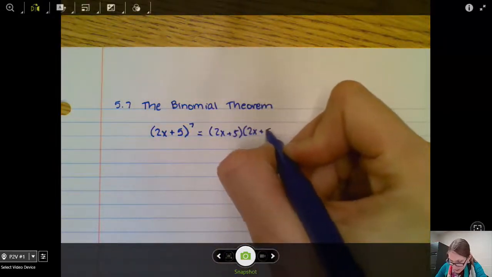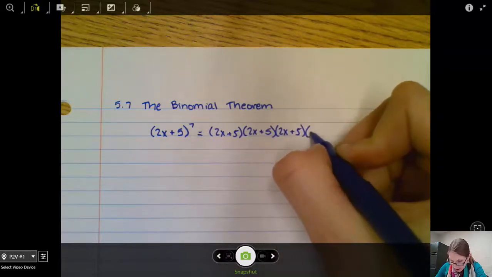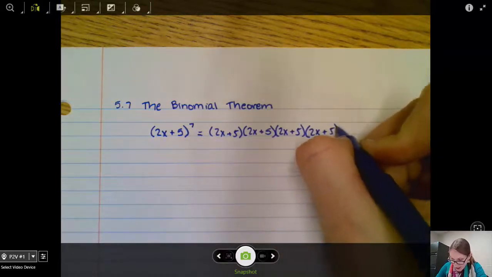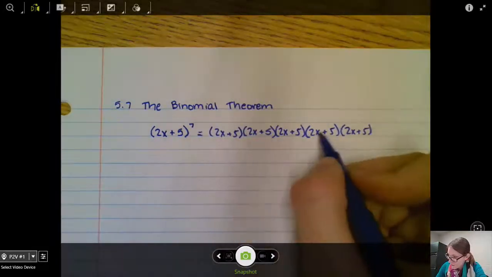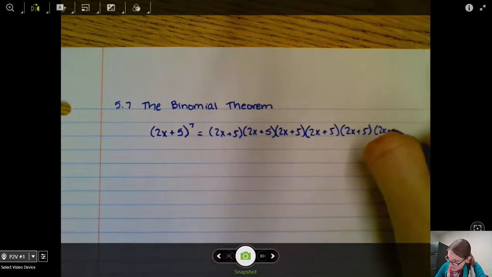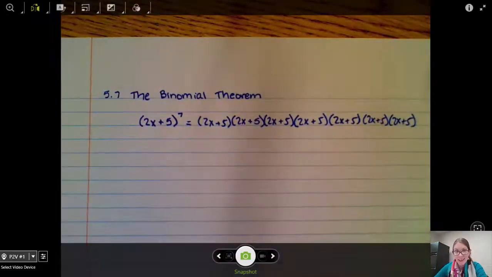If you had to expand this, that would be pretty terrible, because you would have a lot of FOILing to do. Again, that looks pretty awful. I don't really want to do that. I don't think you do either. But here's the good news. There is an easier way.